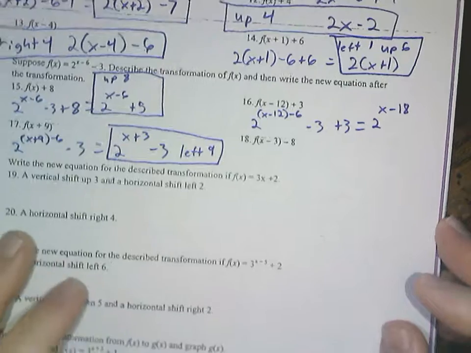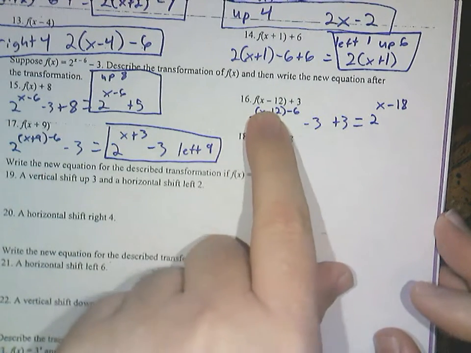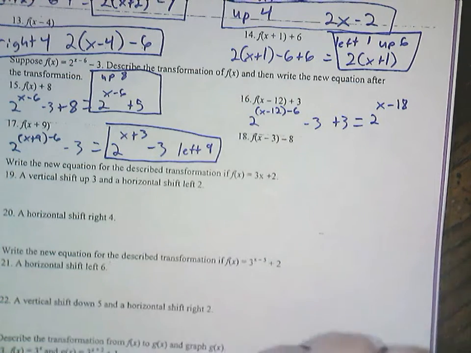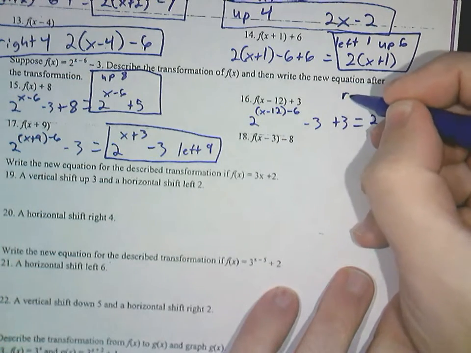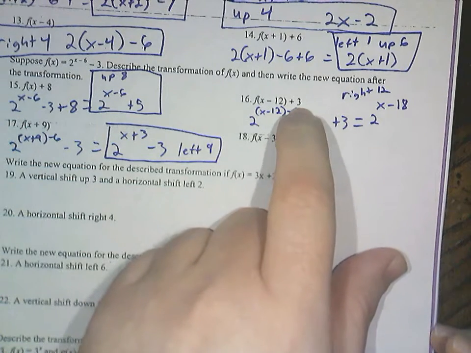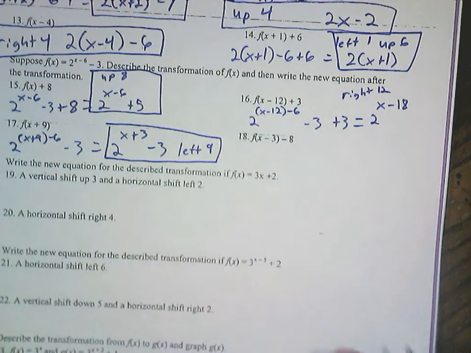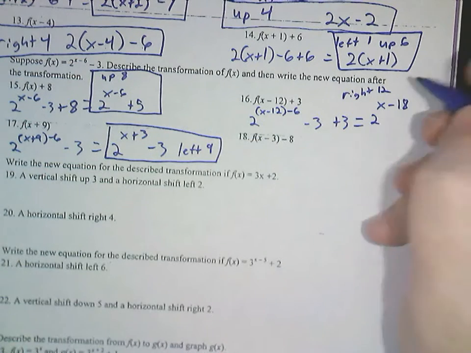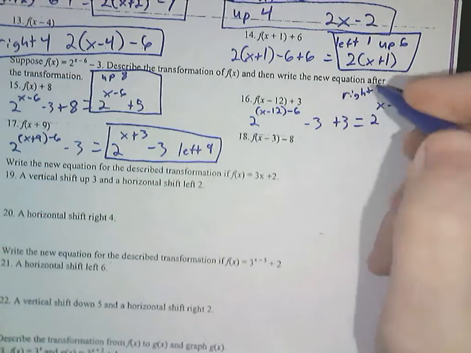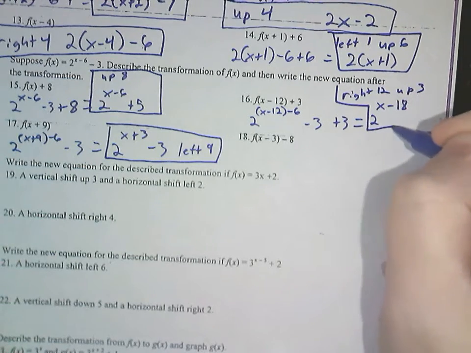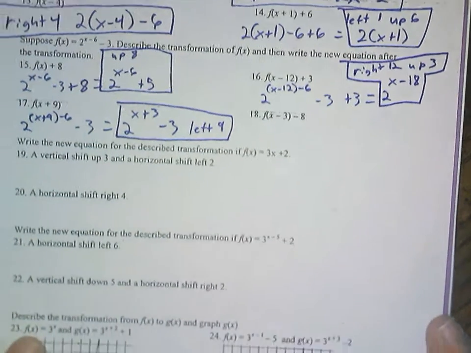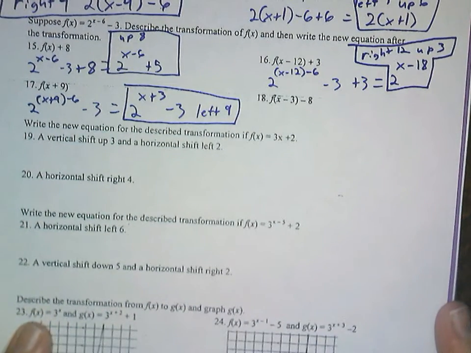But then let's describe the transformation. I subtracted in the parentheses, which means I went to the right 12 spots. So right 12. And then I added 3 at the end, which is vertical, which means I went up 3. So right 12, up 3. There are my final answers right there.